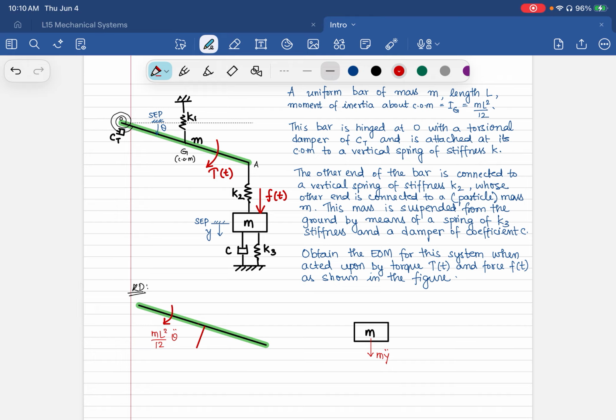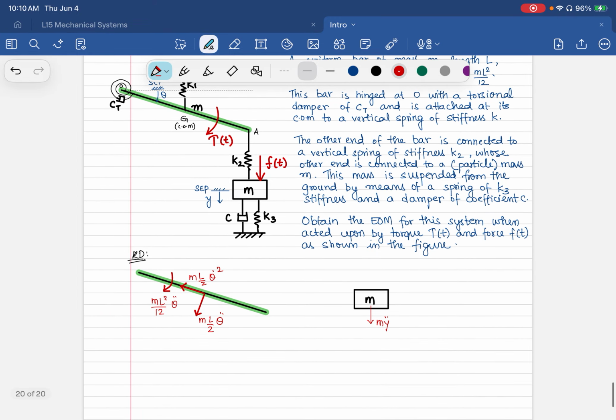From the center of mass, I have my tangential acceleration this way, and then I have my centripetal acceleration in this way, wherein the value of the tangential acceleration is L by 2 theta double dot, and as a force it will be ml by 2 theta double dot. The centripetal one would be L by 2 theta dot squared, and I have M featuring there. Okay, so that completes the kinetic diagram.